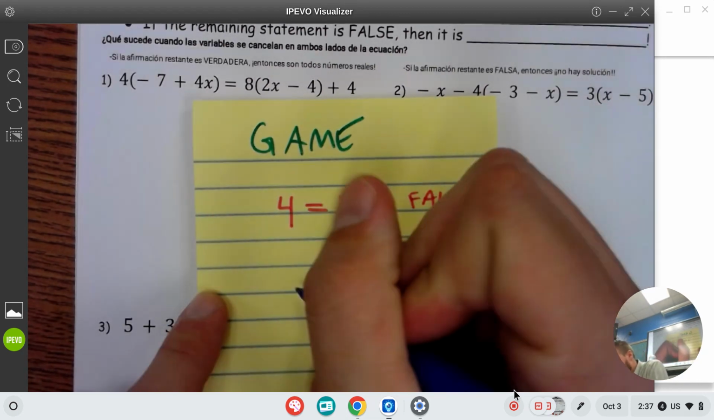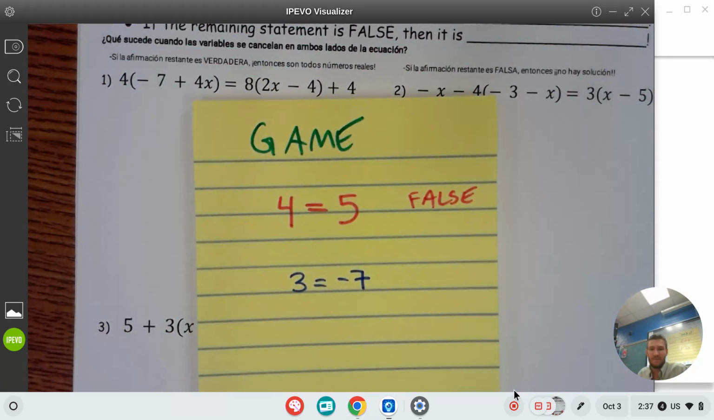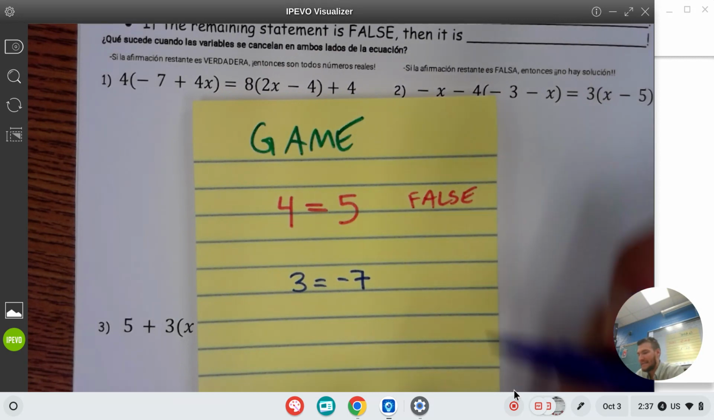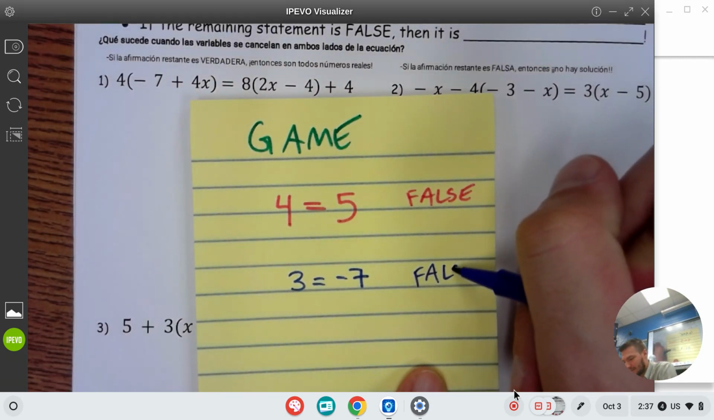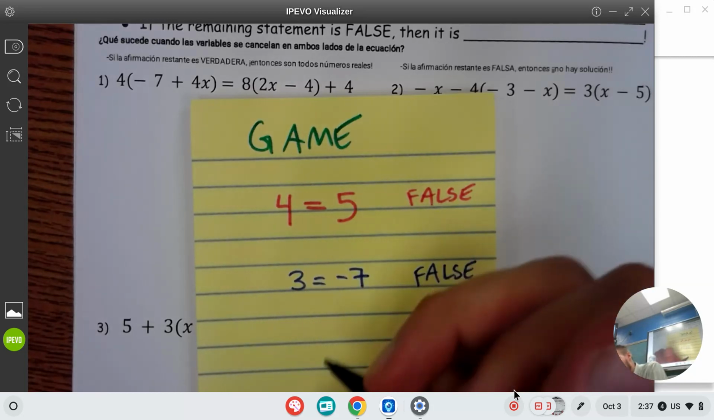What about this one? What about 3 equals -7? True or false? False. Why is it false? Because they're not the same. How about that? Because they're different numbers, right? Don't overthink it.